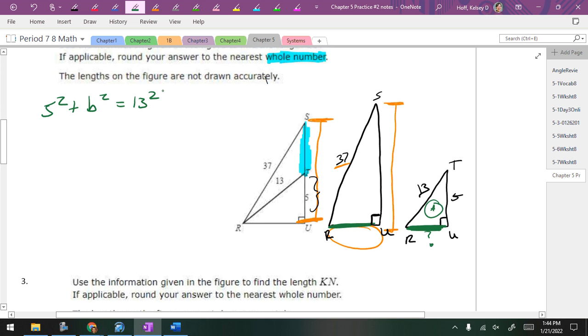Is he right? Does he have those numbers in the correct order? And most importantly, 13, the hypotenuse, is by itself. Okay? 5 squared is 25. B squared, I'm going to leave as B squared. 13 squared is 169.